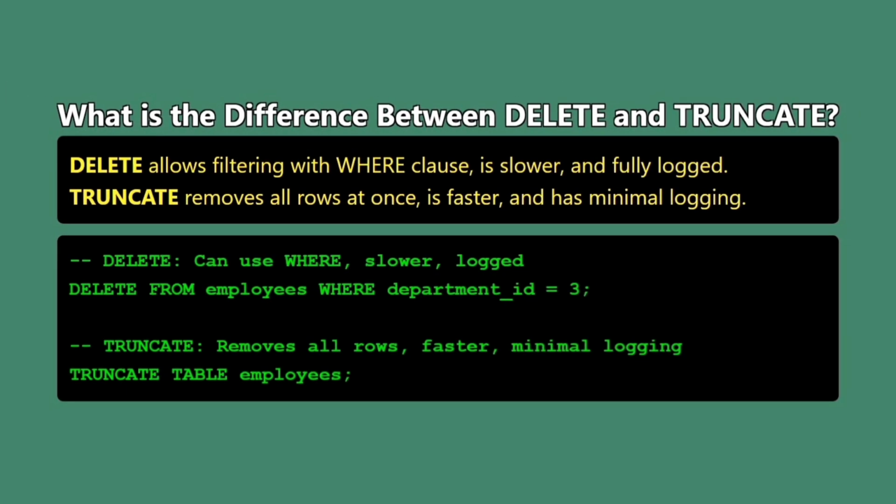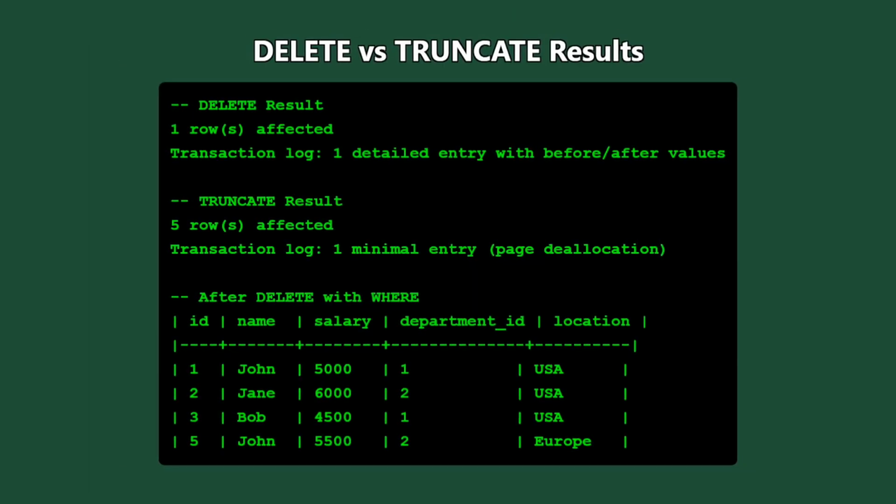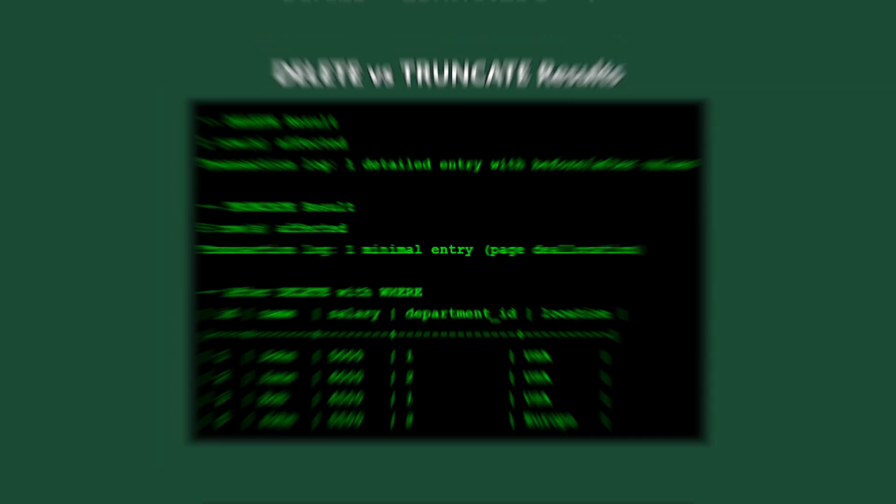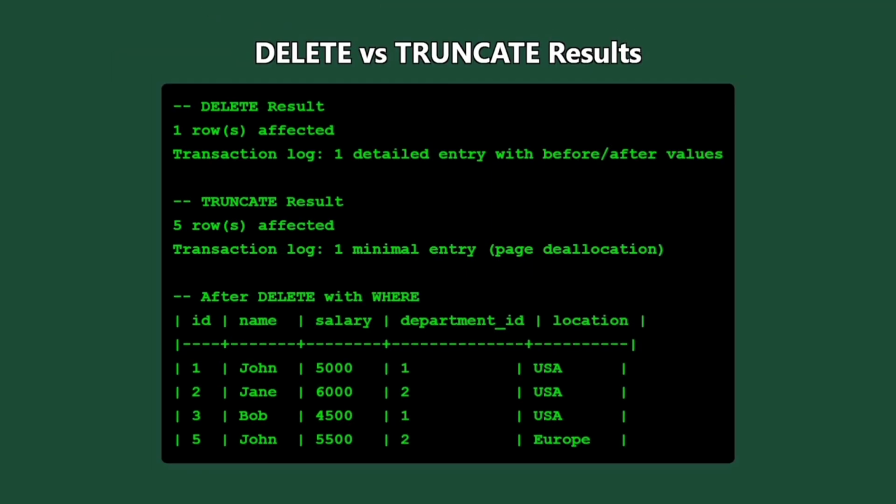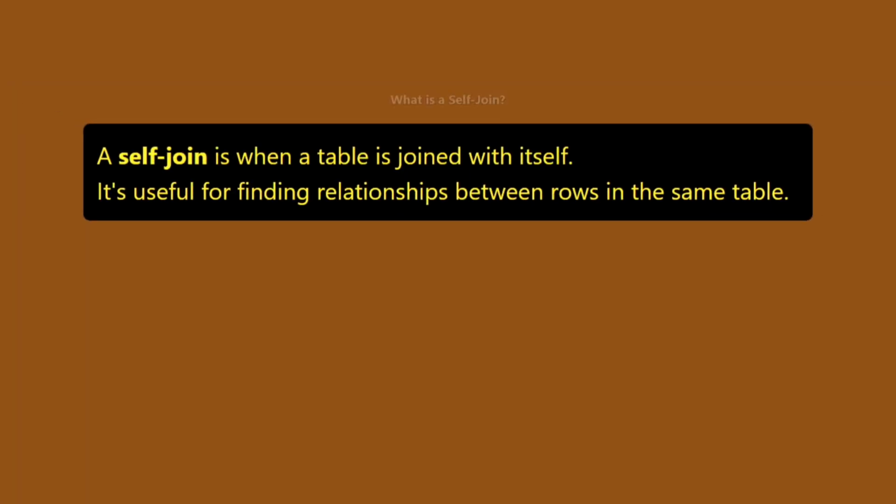We can see the result when we DELETE with a WHERE clause. We see only the matching row is affected with detailed transaction logging. With TRUNCATE, all rows are removed at once with minimal logging, making it significantly faster for large tables. Notice that after our targeted delete operation, only the employee from department 3 was removed, while the rest remained intact.